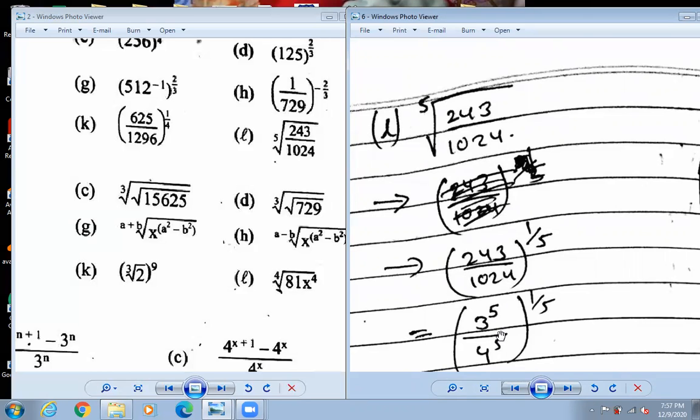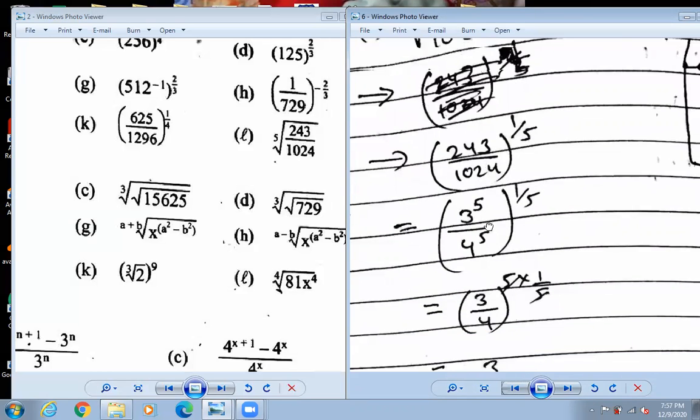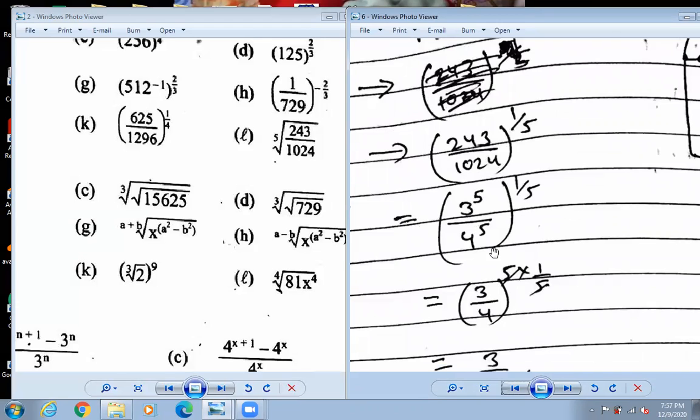Okay, the power must be taken common. How do we write the common? So 3 by 4 power 5. This power should be taken as common. 5 by 5, taking common, into 1 by 5. So this and this will be cancelled. Okay, so 5 and 5 will be cancelled. So 1 is remaining. So 3 by 4 power 1.